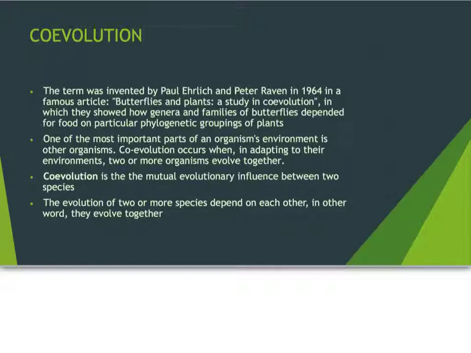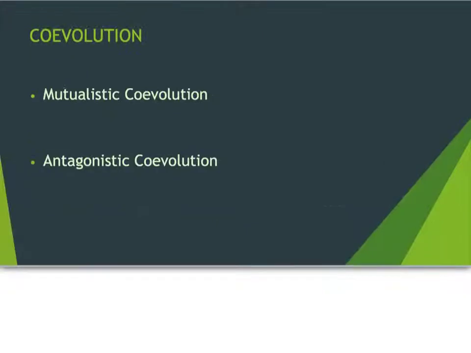Coevolution is the mutual evolutionary influence between two species. Coevolution happens when the evolution of two or more species depend on each other. In other words, they evolve together. Generally, coevolution divides into two types: mutualistic coevolution and antagonistic coevolution.